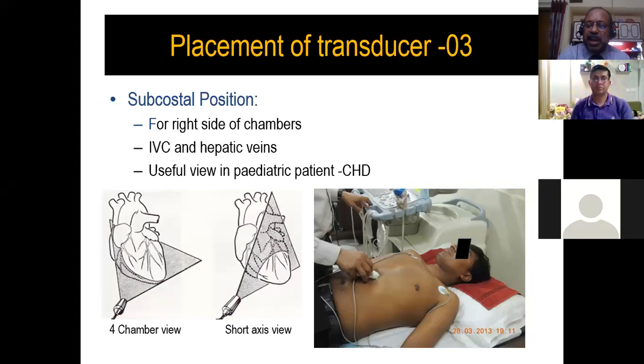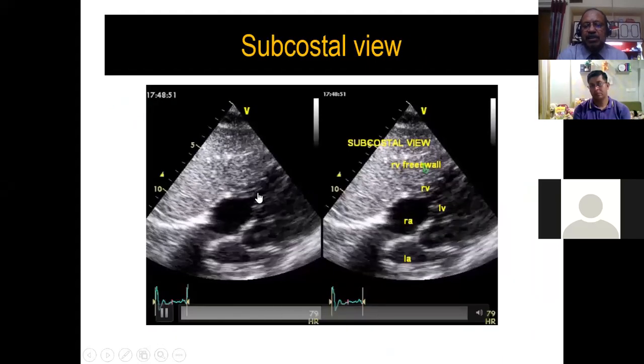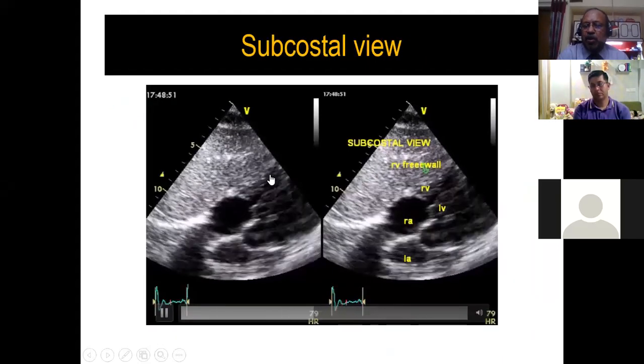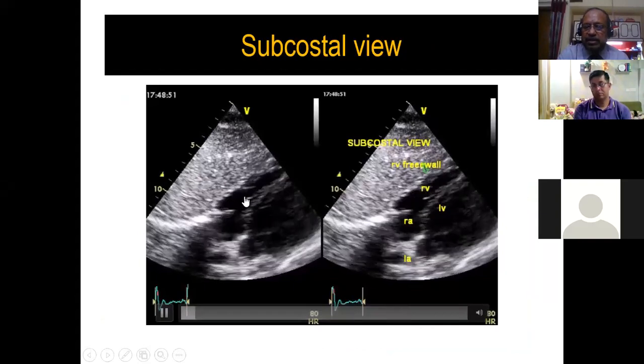Here the patient lies flat on his back, legs folded, and we look at a subcostal view. In the subcostal window, the index marker is back at 3 o'clock position, and again we are parallel to the heart. Slightly towards the right shoulder, the transducer is facing the right shoulder. What do we get? We get the RV free wall. Here is the RV. Here is the RA, and here is the tricuspid valve.